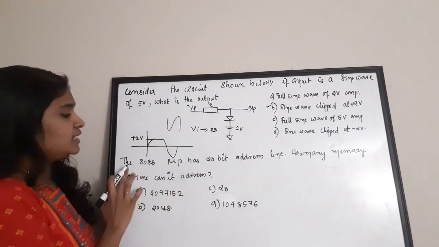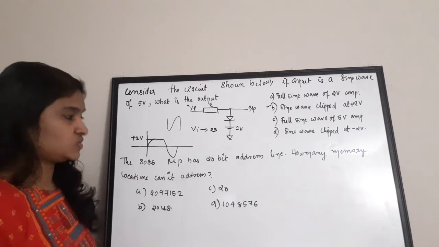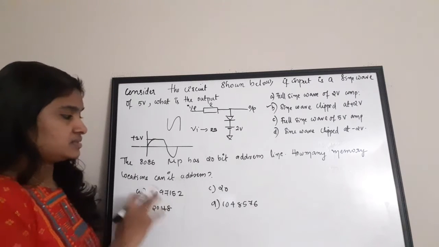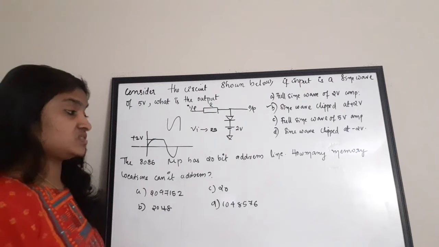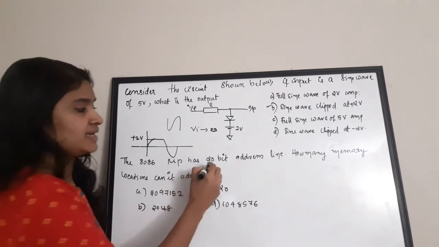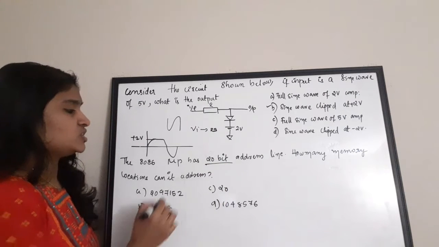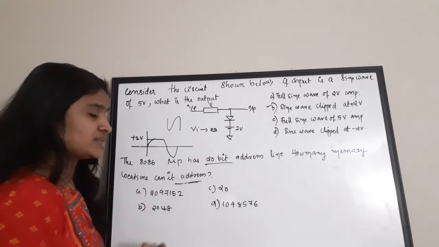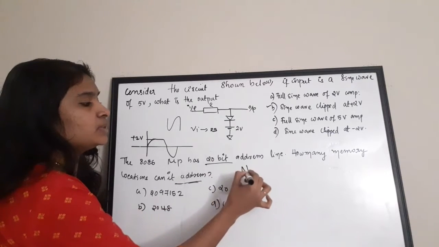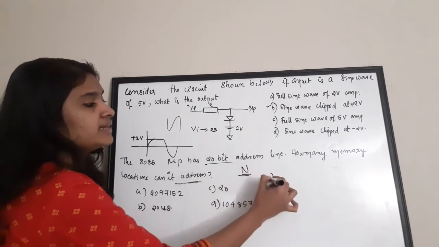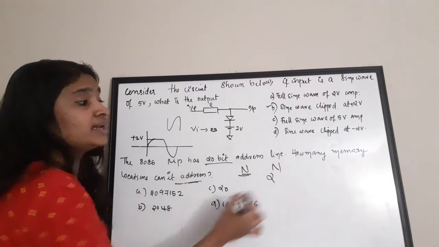Next question. The 8086 microprocessor has a 20-bit address line. How many memory locations can it address? It is a very simple question. If n is the number of bits in the address line, then it can access 2 raised to n number of memory locations.